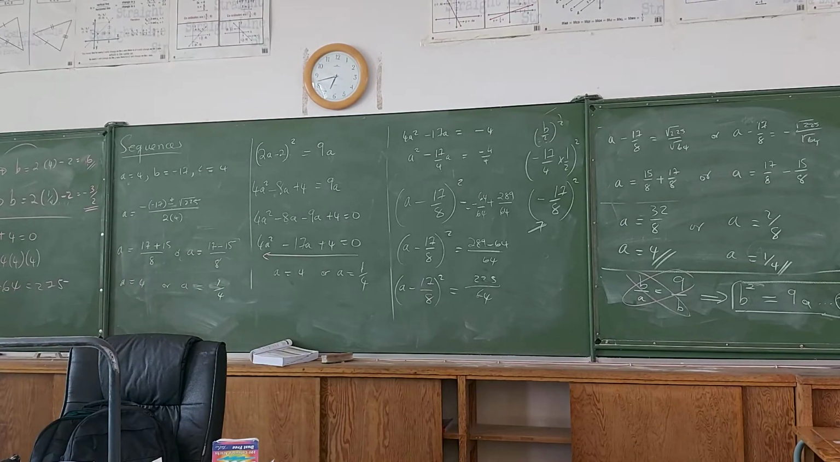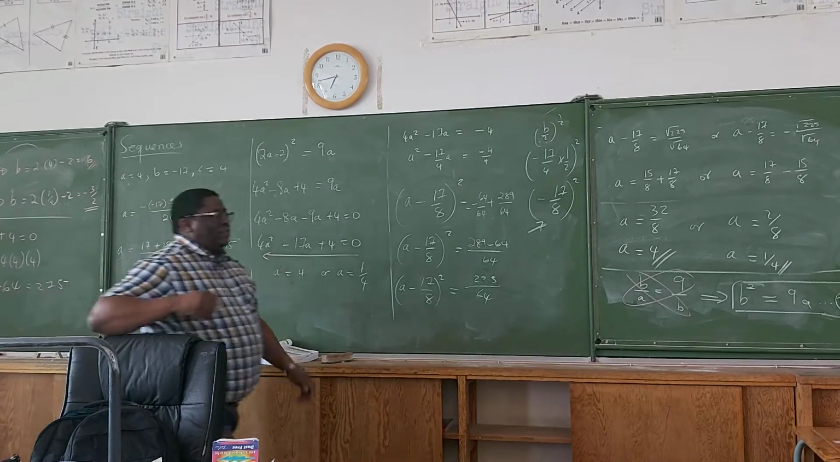Then you can now find the subsequent values of what? The subsequent values of B. Of B.